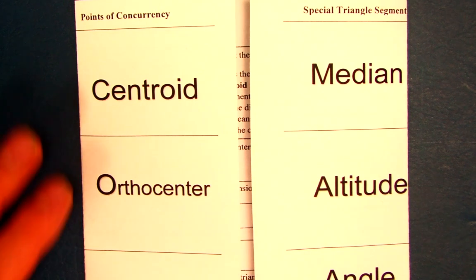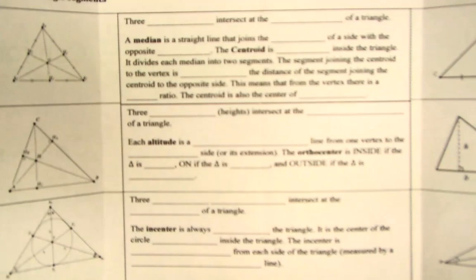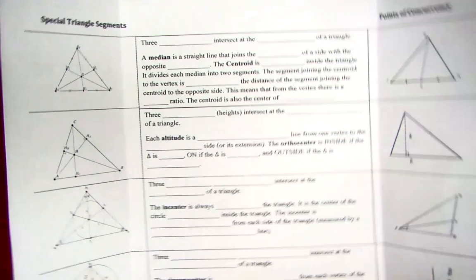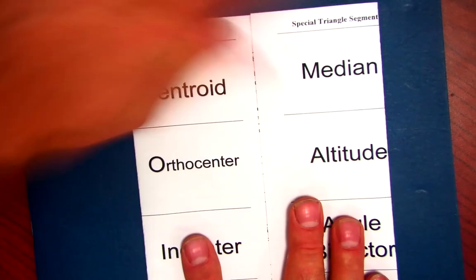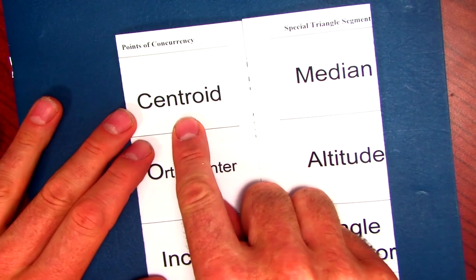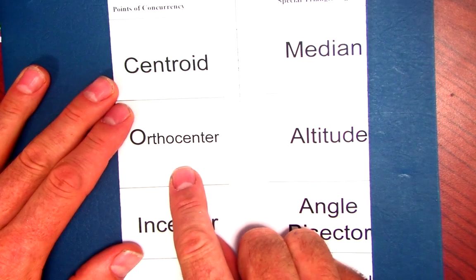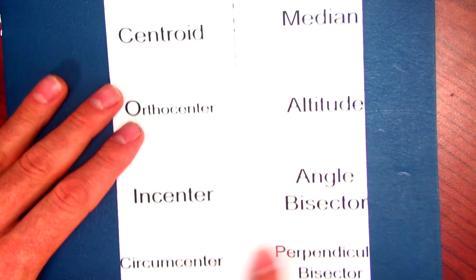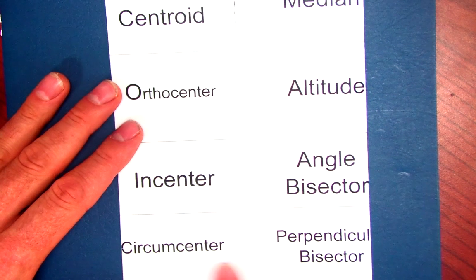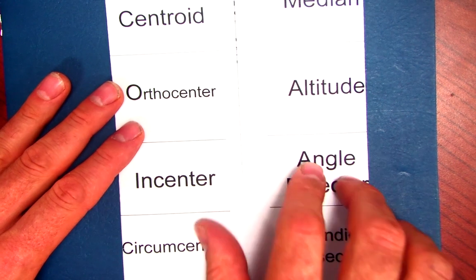All right, so here we have the notes I gave you. These work by just folding the sides to the center. So what we have now is that the centroid is the intersection of the medians, the orthocenter is the intersection of the altitudes, the incenter is the intersection of the angle bisectors, and the circumcenter is the intersection of the perpendicular bisectors.